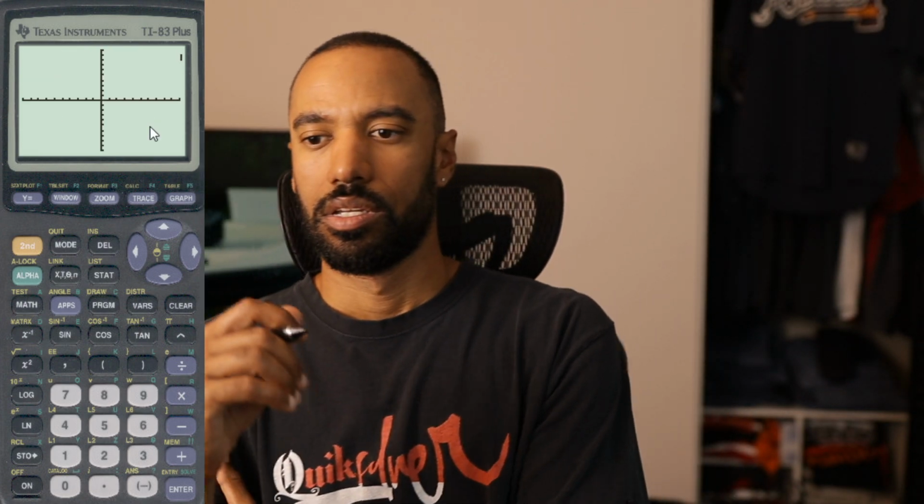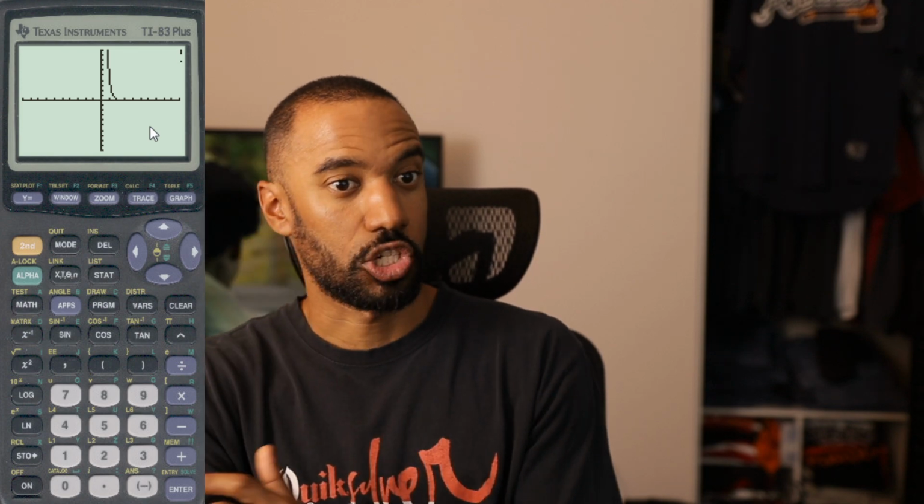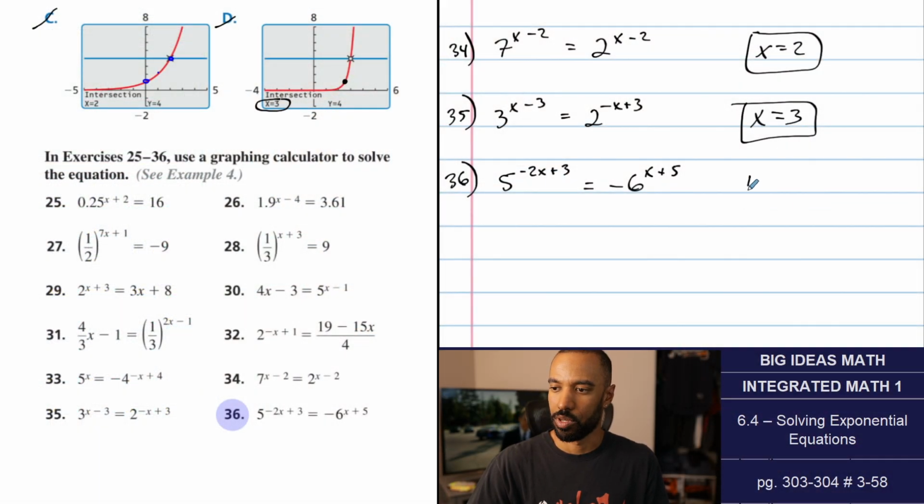5 to the negative 2x plus 3. You can shift all you want left and right, but if you don't shift up and down... So positive decay. That shot down fast, too. Negative growth. Yeah, no, not hitting. So no solution. No solution.